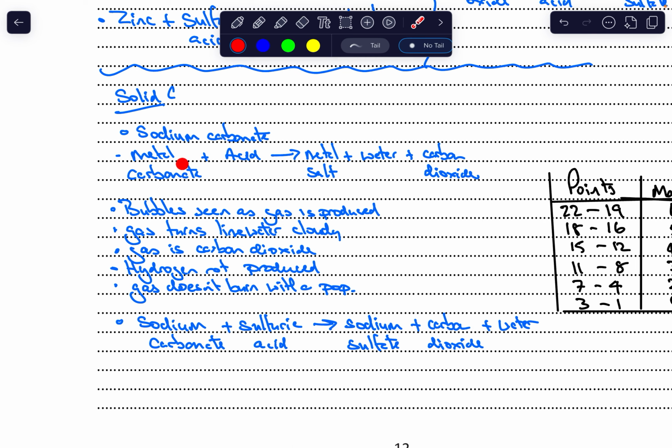Give the equation. So here I've given the actual equation again: sodium carbonate with sulfuric acid makes sodium sulfate, that's the salt, plus water, plus carbon dioxide. I've got bubbles of gas, that's the fizzing. The gas turns lime water cloudy, therefore the gas must be carbon dioxide. Hydrogen is not produced, and therefore we don't get a little pop when we put a lit splint in.